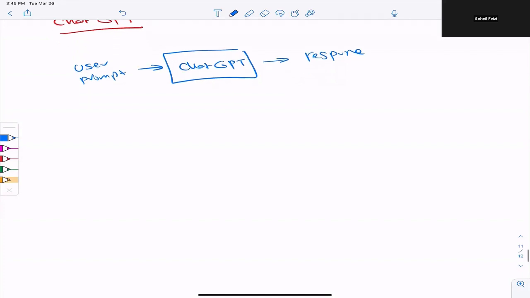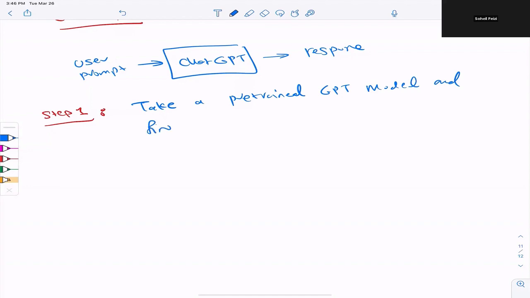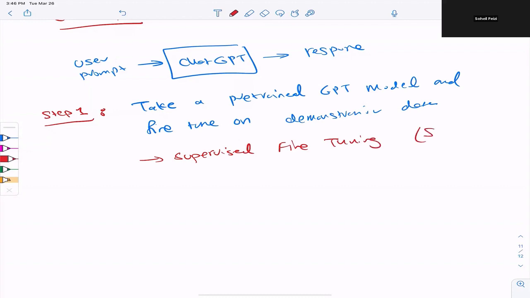Okay. So in step 1, basically take a pre-trained GPT model and fine-tune on some demonstration data, like supervised learning that we have seen in the previous versions of GPT. Take a pre-trained GPT model and fine-tune on demonstration data. So this is called supervised fine tuning. SFT.